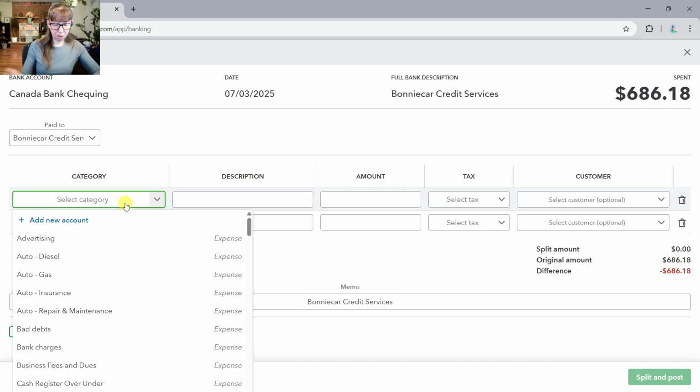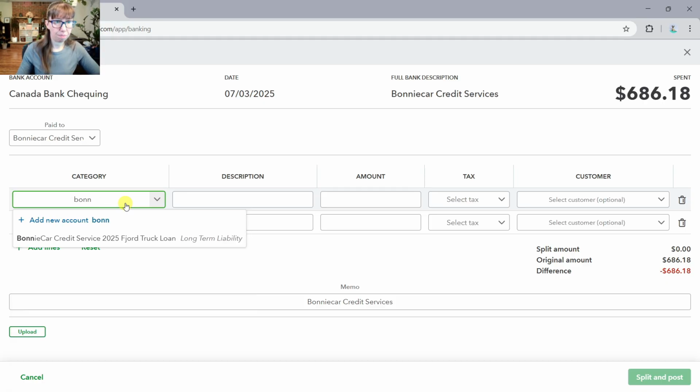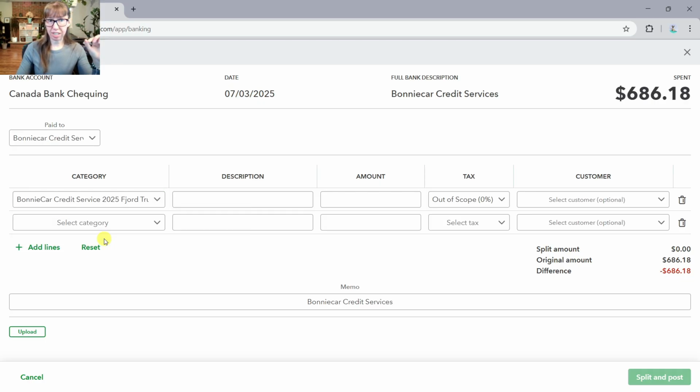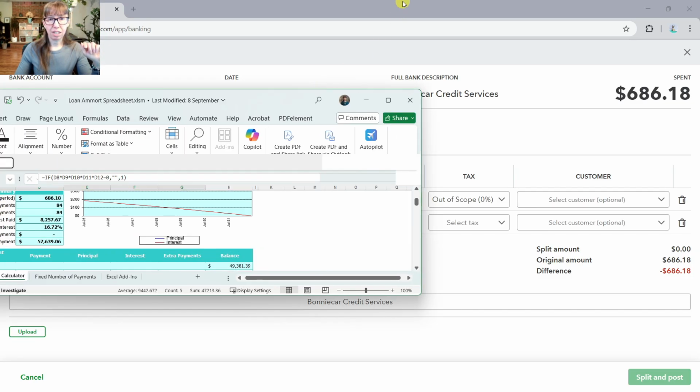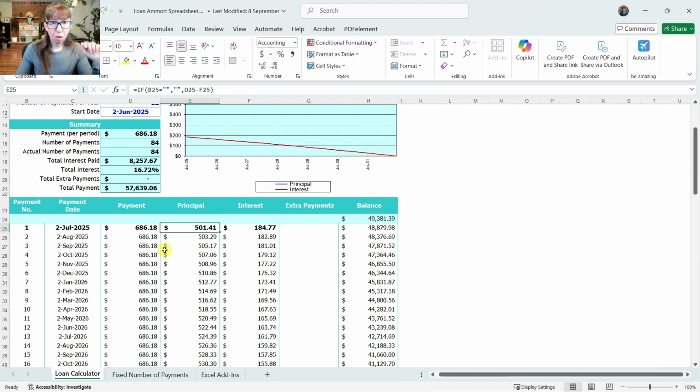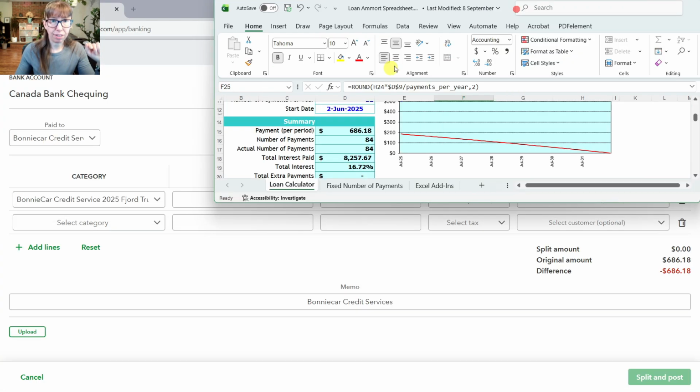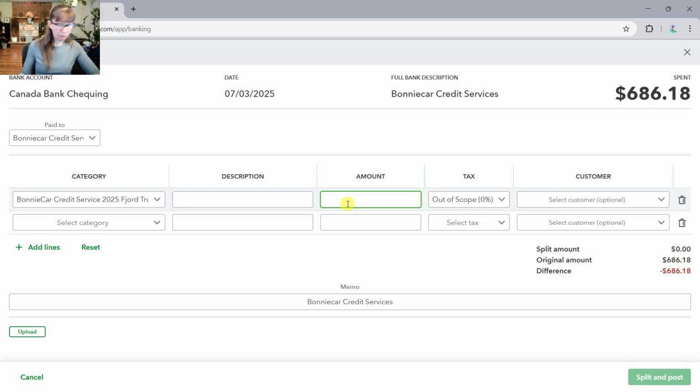And the first one we're going to put towards the principal of the loan. And so we made a loan account specific to this loan, so that's important. And the principal amount from this spreadsheet is $501.41, and the interest portion is $184.77. So I'm going to put that in, $501.41.